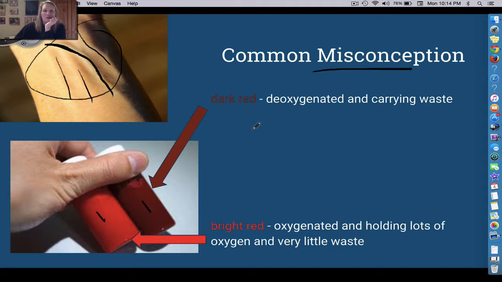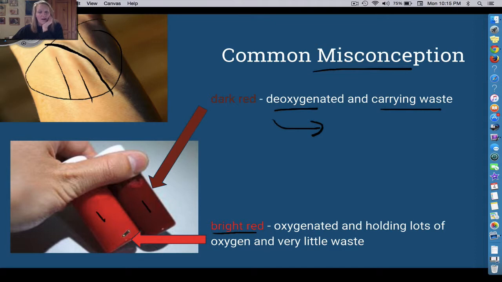And the dark red color is the color of the blood that doesn't have oxygen in it, and it is carrying the waste. So it's the one that's coming away from your cells and going to your digestive and excretory system. The bright red, beautiful color right here, the very Christmassy color, if you can believe it, this is blood right here. It has a whole bunch of yummy oxygen in it. It's holding very little waste. It's holding nutrients in there. It's pretty impressive stuff, okay?